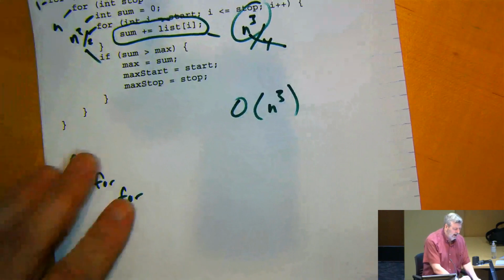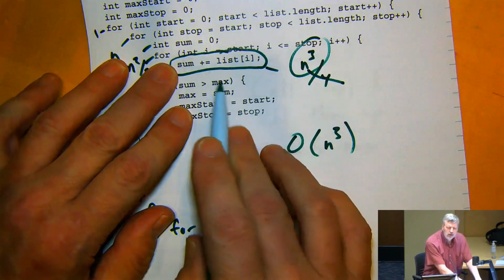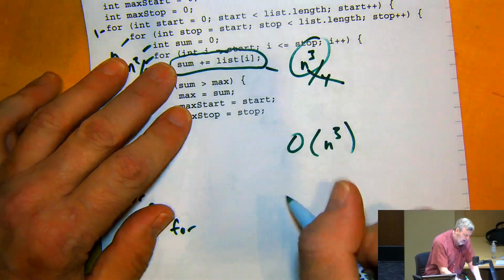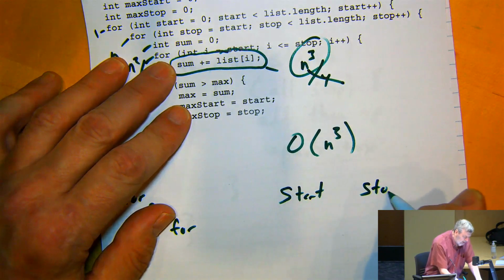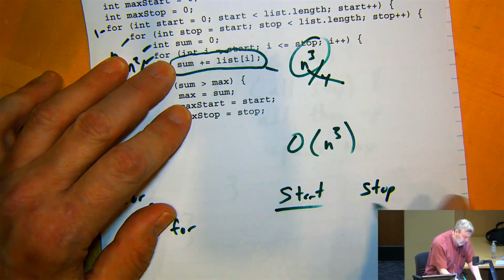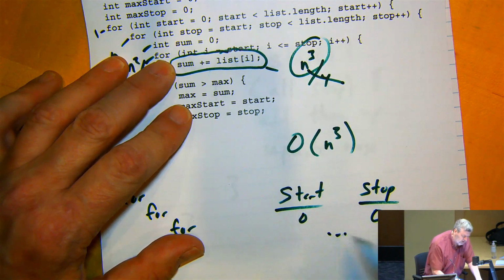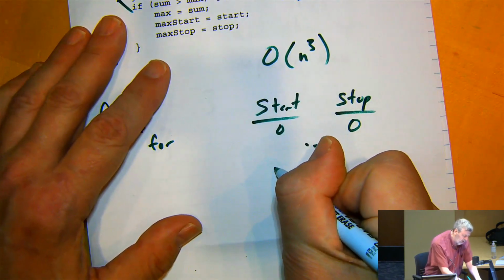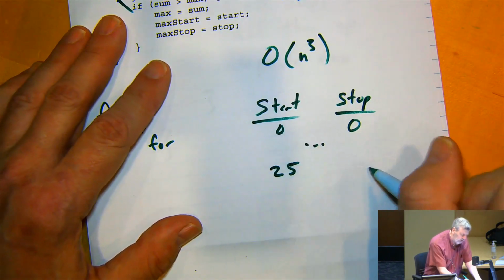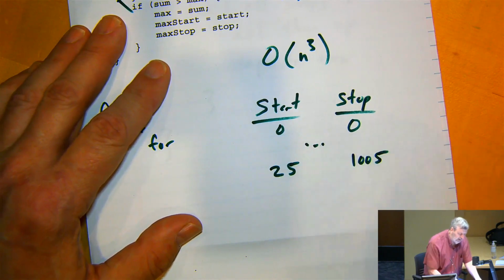So now we're not talking about premature optimization, we're talking about optimization after we have a working version. How could we improve on what we're doing here? Well, if you think about what's going on with start and stop, you could think of all the different values. Initially start is 0 and stop is 0. There's tons of different possibilities that we consider. Let's think about something that's somewhat in the middle. So suppose start has gotten up to 25 and stop has gotten up to 1,005, let's say.